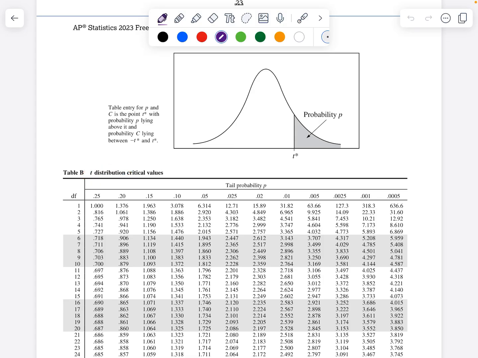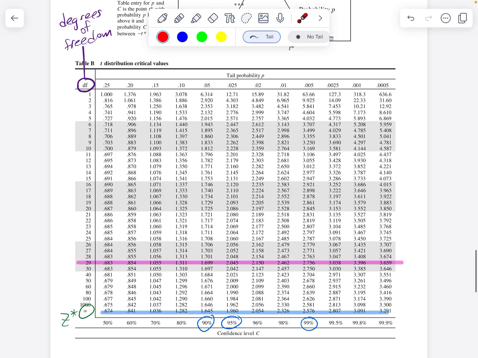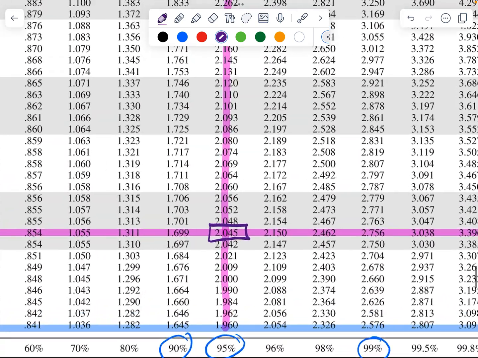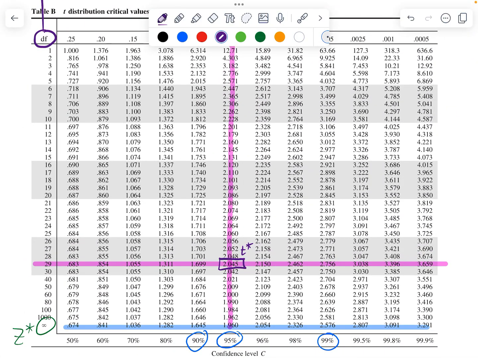And notice, what does it say right over here? df. So there's degrees of freedom. Okay, and what we had was 29. So I'm going to go down to the 29 row and highlight the whole row. Which one do I want? I want the one that lines up with 95%. So where do these two intersect? They intersect at 2.045. So for this question, that is my critical value. Okay? 2.045.